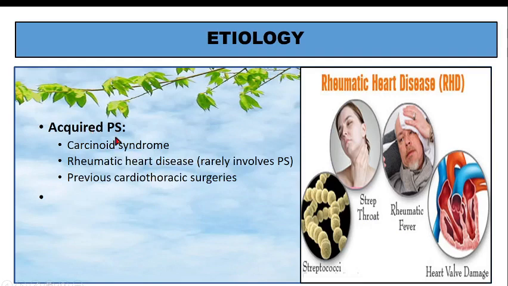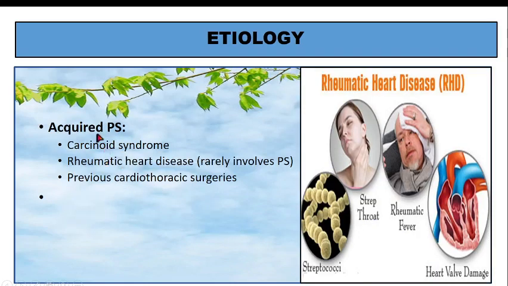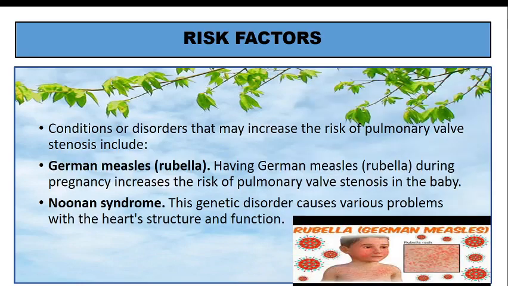Now acquired, so this was congenital, this was the issue, and next is acquired. There is a syndrome which is called as carcinoid syndrome, where this pulmonary valve may be affected, may be rheumatic heart disease, but it is very, very rare, or may be previous cardiothoracic surgeries. So this might be the causes for the pulmonary artery stenosis.